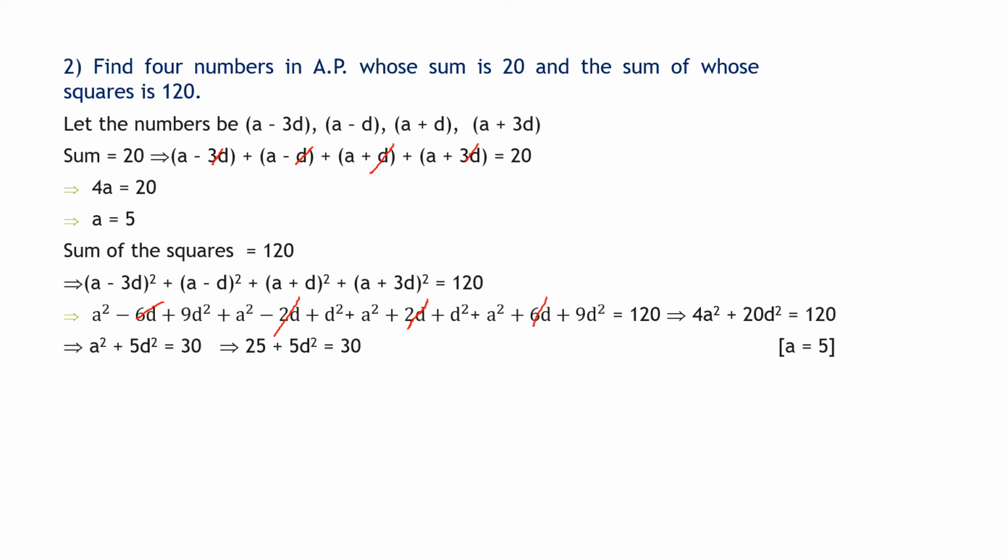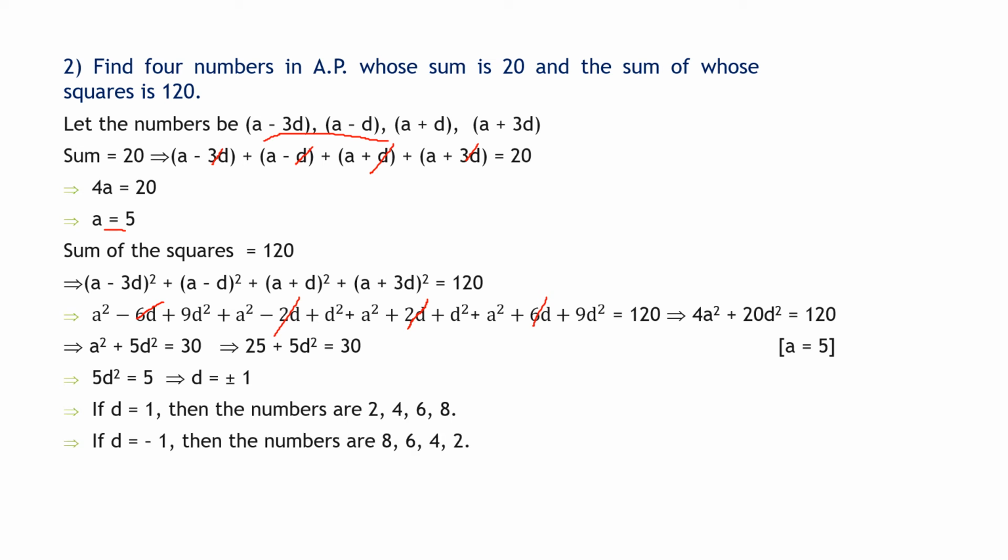Dividing by 4, we get A square plus 5D square equal to 30. But we have A equal to 5. So putting the value, A square, that is 25, plus 5D square equal to 30, or 5D square equal to 5. So D is equal to plus minus 1. Now we have the A and we have the D. So replace the values here and if you put D equal to 1, you get 5 minus 3D, that is 2, 5 minus D, that is 4, 5 plus D equal to 6 and 5 plus 3D equal to 8. Putting D equal to minus 1, we will have 8, 6, 4, 2.